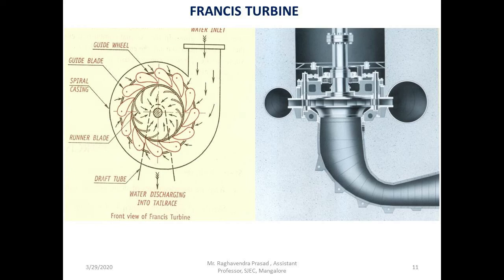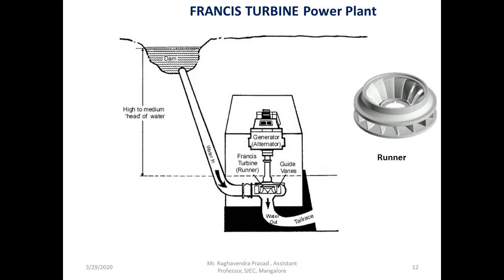So runner design is shown in the next diagram here. On the right side you can see it is a runner of Francis turbine which is made up of a single piece without using any welding or riveting or nuts and bolts. It is a single piece made by using casting process.